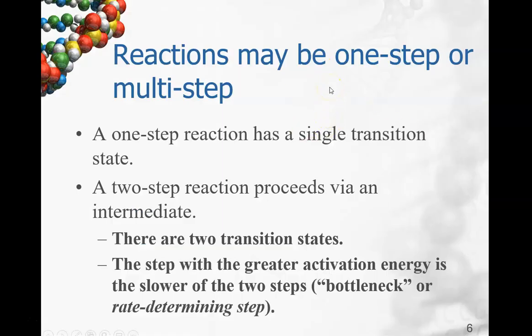Reactions may be one-step or multi-step. If enzymes are involved, they'll definitely be more than one step. A one-step reaction has a single transition state, and a two-step reaction will proceed via an intermediate. So there will be two transition states. The way that you tell is that the number of transition states will be equal to the number of steps, because every time you do a step, you have to go through a transition state. And the step with the greater activation energy is the slower of the two steps. That's the bottleneck, which we refer to as the rate limiting step, because the speed of that step will determine the speed of the entire reaction.